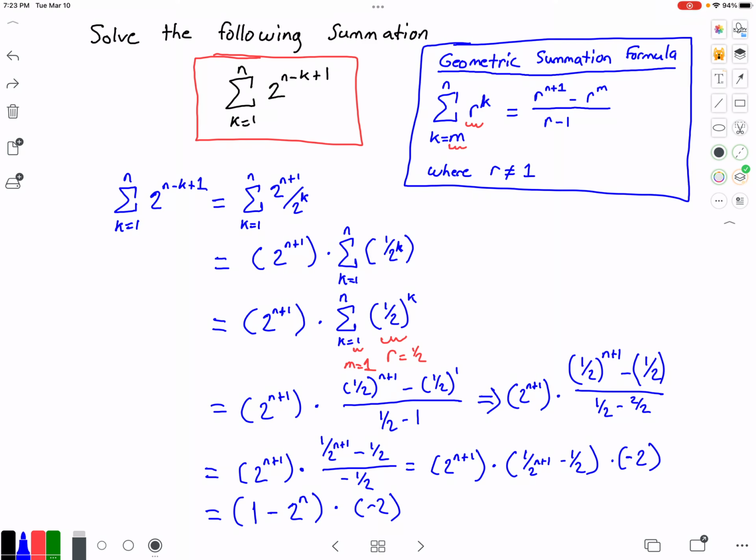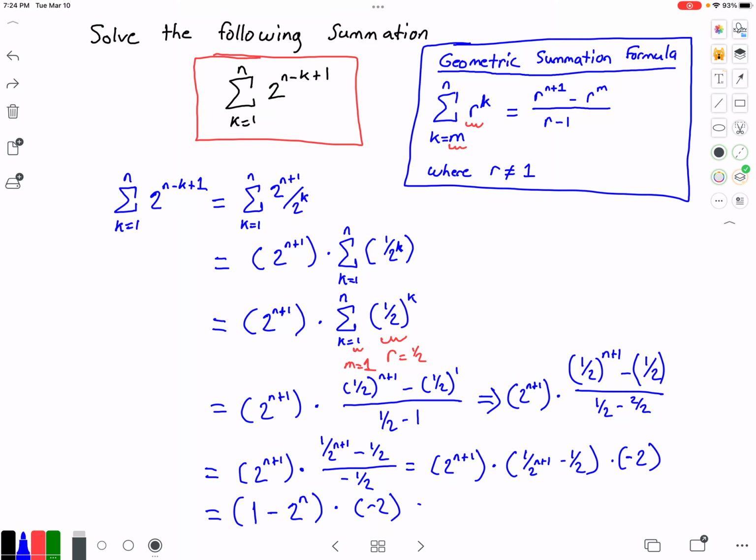And you might ask, how did I get 2 to the power of n? Let me come up here and show you, because we multiplied this here. 2 to the power of n plus 1 divided by 2 is equal to 2 to the power of n plus 1 minus 1, so this is equal to 2 to the power of n. And because we have that negative sign, of course, this is negative 2 times that. That's all I did in that step.